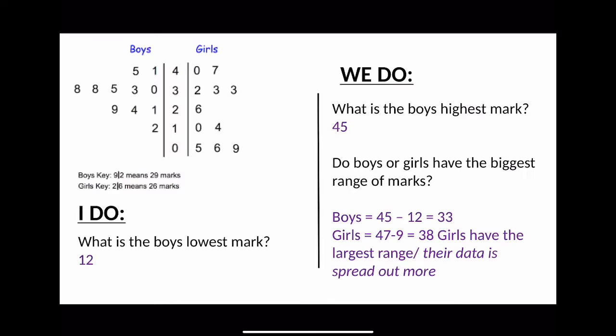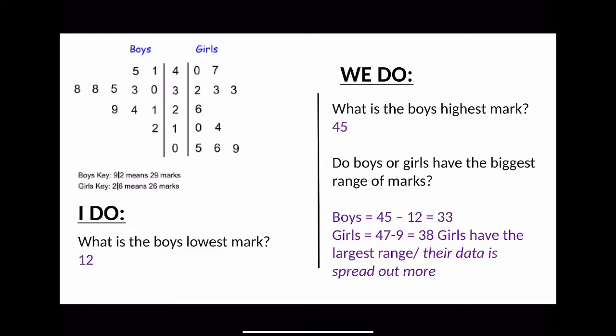What's the boy with the highest mark? That's going to be 45. And do boys or girls have the biggest range of marks? Now, range means measure of spread. It's how far that data is spread out. Remember, we do the biggest number, take away the smallest number. So for the boys, it's 45 minus 12. So their measure of spread is 33.